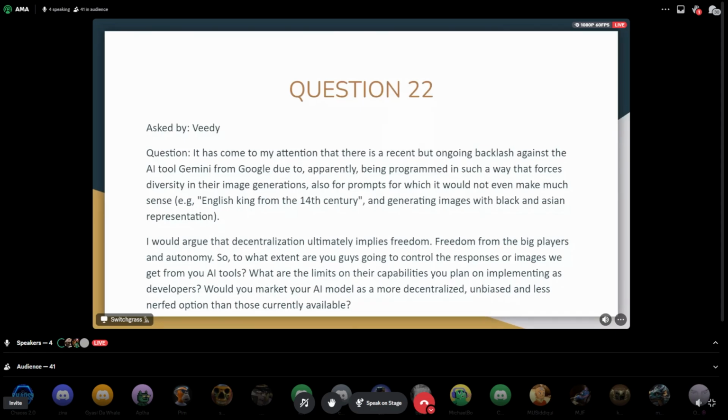Yes, and that's the beauty of open source AI. The more things like this that happen with Gemini and the diversity, the more people will be driven to open source AI, because it does imply freedom. And most open models are uncensored. And if they're not, you can easily make them uncensored in a lot of cases. So I think that's a big selling point for our product.